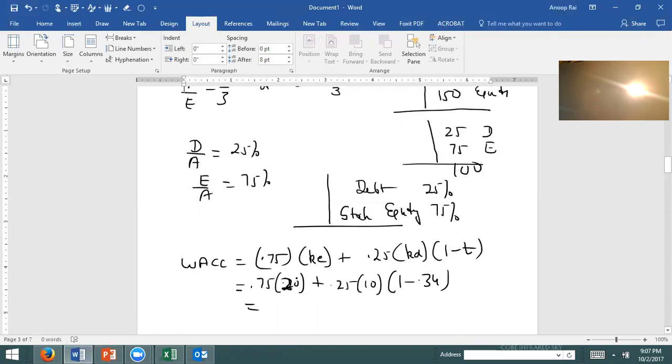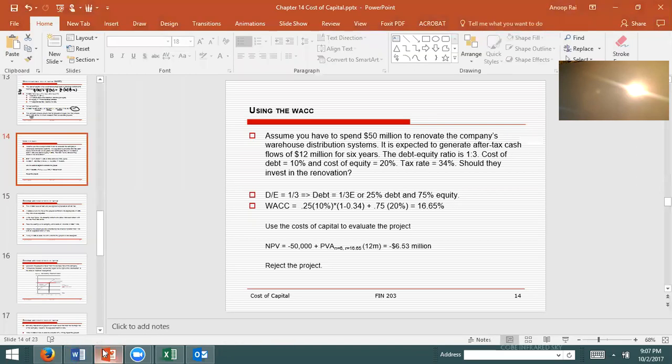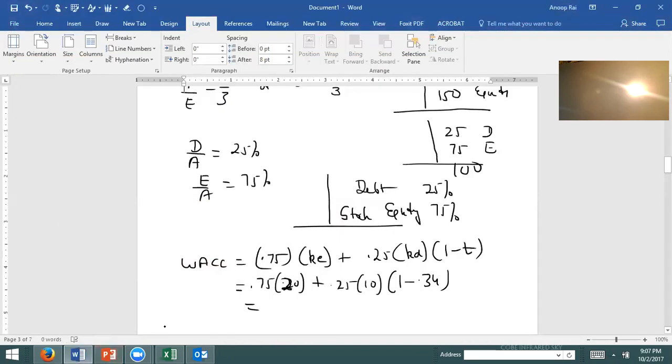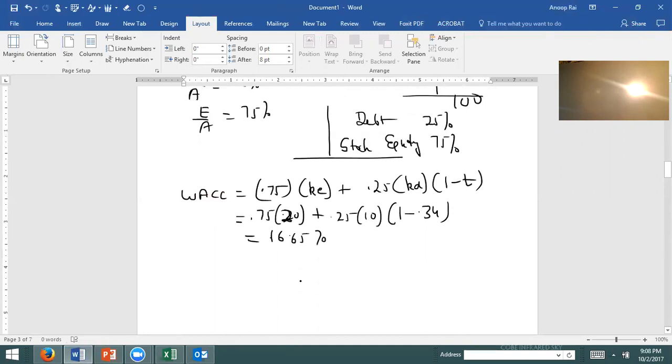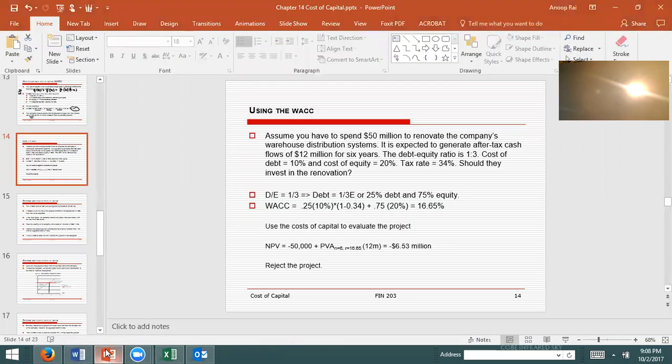So that equals, and we might as well just go straight here, 16.65%. So we should use 16.65 for our discount rate for any project, because that means if you earn 16.65, you'll be able to pay off your debt as well as satisfy your stockholders who are apparently demanding 20% from your firm. So now let's see.